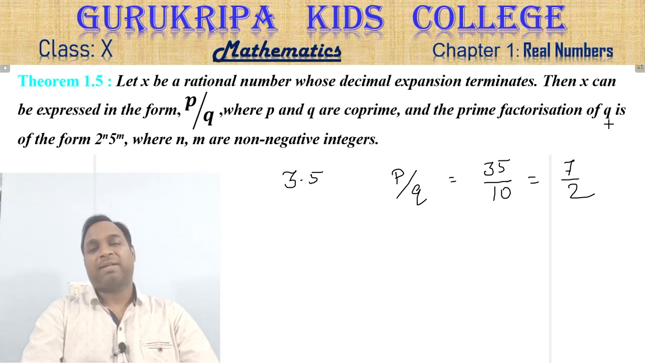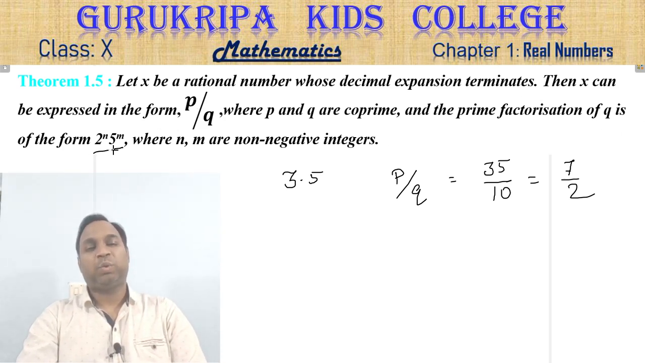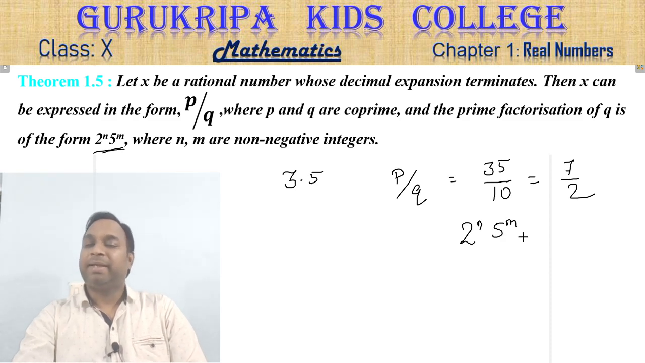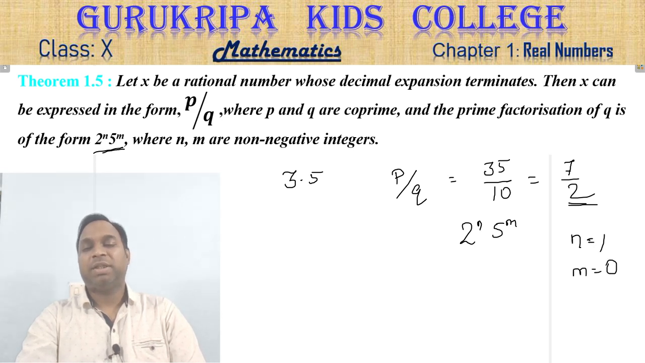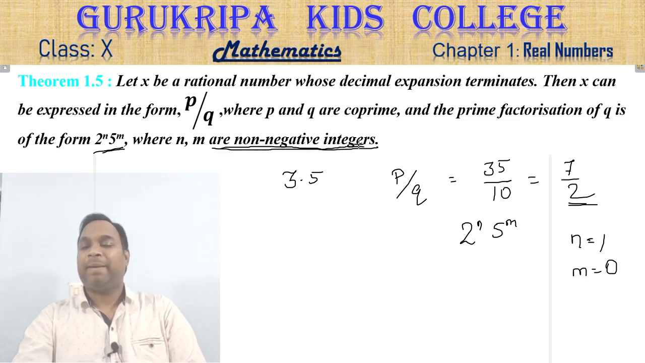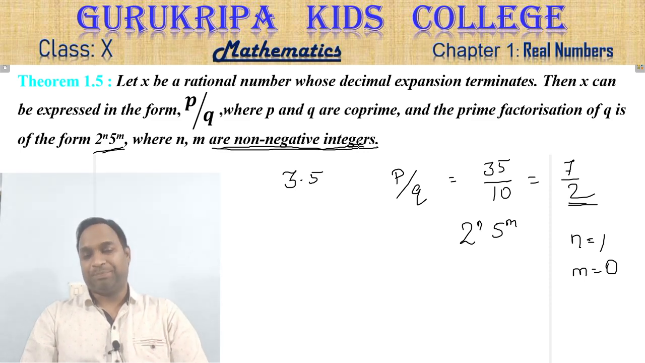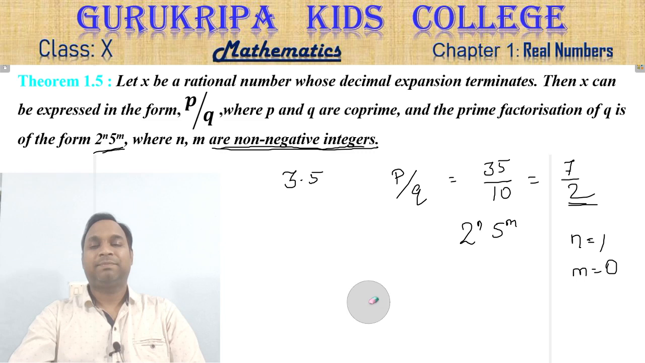The prime factorization of q is of the form 2 to the power n and 5 to the power m. Here, what is the value of n in this case? n is equal to 1, m is equal to 0. 0 can be, yes. It says non-negative integers. Isn't it? m is a non-negative integer. So that can be. Take one more example and see.